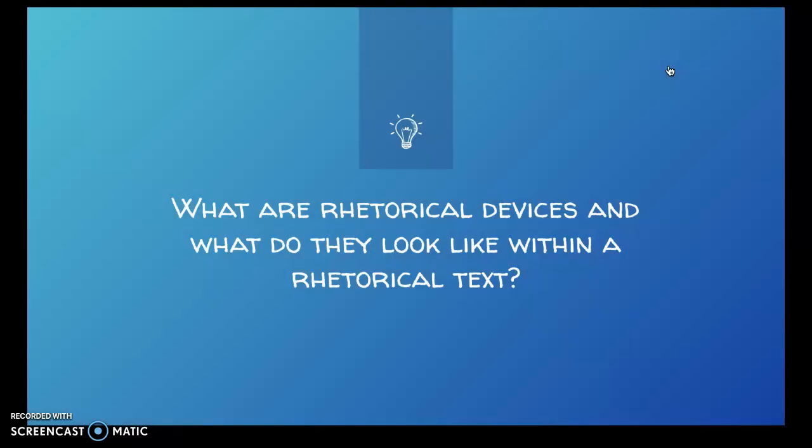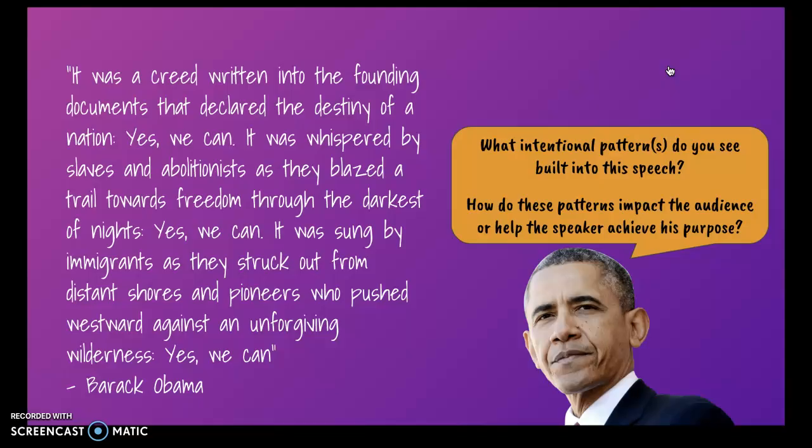All right, now our driving questions are: what are rhetorical devices? And then what do they actually look like within a rhetorical text? Well, let's start with a little snippet of rhetorical text. You all should probably know this guy. This is former President Barack Obama. And here we're going to preview just a little excerpt from one of his most famous speeches.